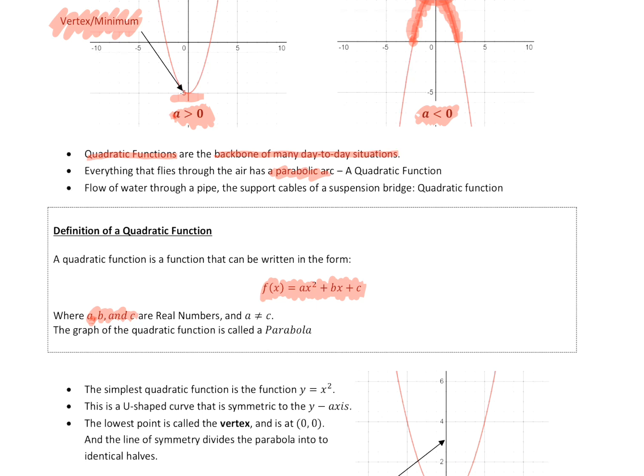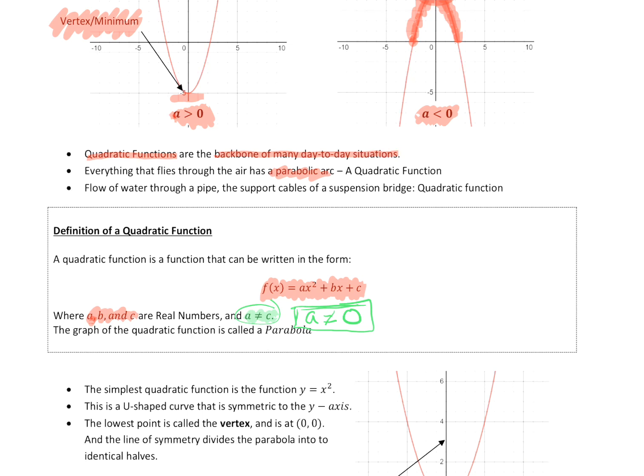Now what you see here is they're real numbers, but a doesn't equal c. I will confirm at a later moment, but I'm almost certain that that might be a slight typo. A can equal c. That's fine. What a can't equal is 0, because if a equals 0, we don't have a quadratic anymore. So make sure you make that adjustment. Okay, a can't equal 0.